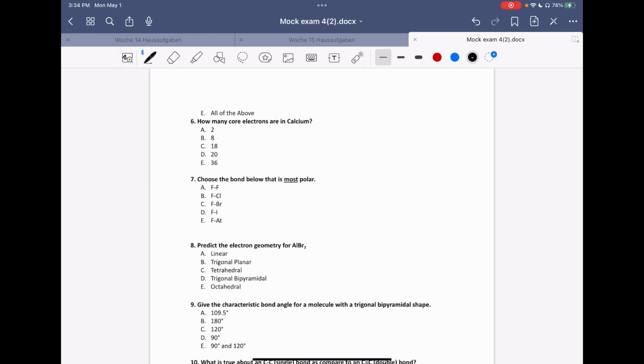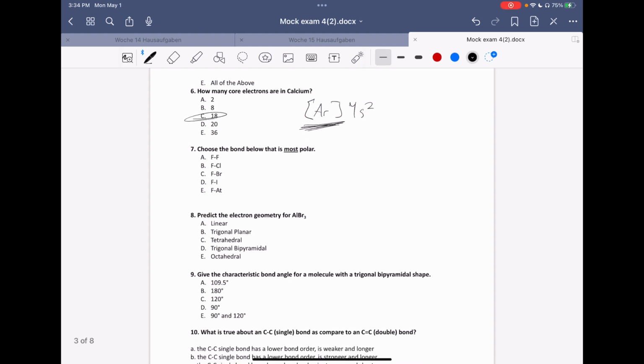How many core electrons are in calcium? So we see that calcium is on the fourth row of the periodic table. So we just need to consider every electron before the fourth row, because those are all completely filled. And then we can look at this by drawing the noble gas notation for calcium. It's just going to be argon core and then a 4s2. And then we see that argon has 18 electrons total, which is the core part. So the answer is 18.